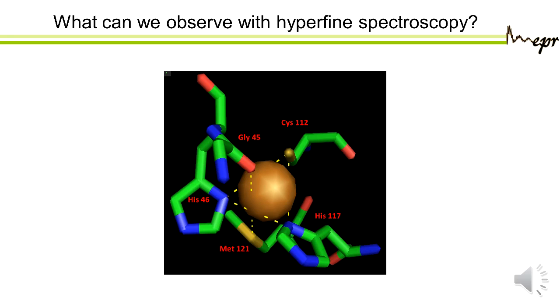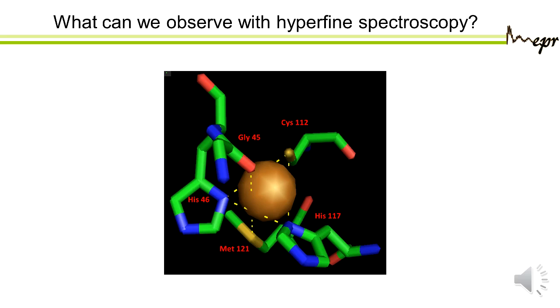So this site is known. Sometimes you have sites that are not known, and you want to know who the ligands are and how they are arranged, because this is usually closely related to the activity of the site. This particular site, for instance, is an electron transfer mediating site. Okay, so what can we learn from ENDOR?